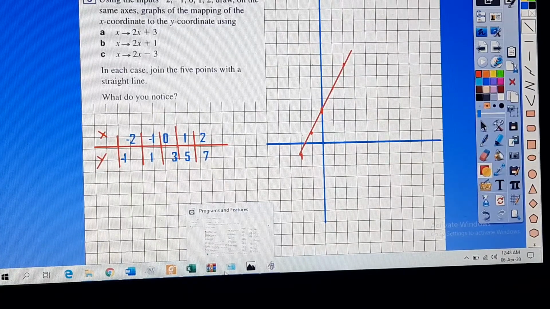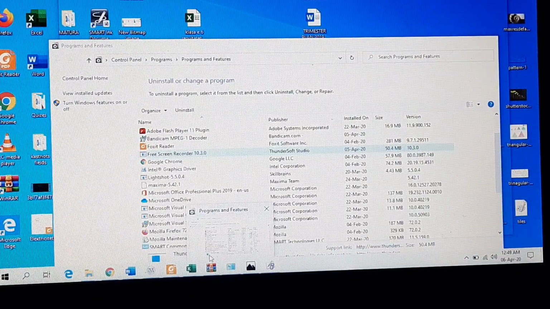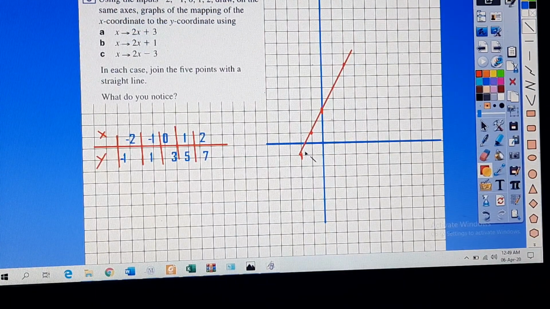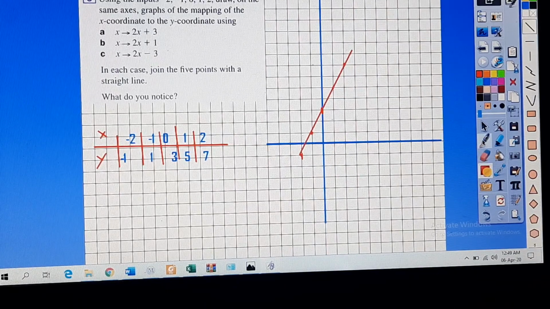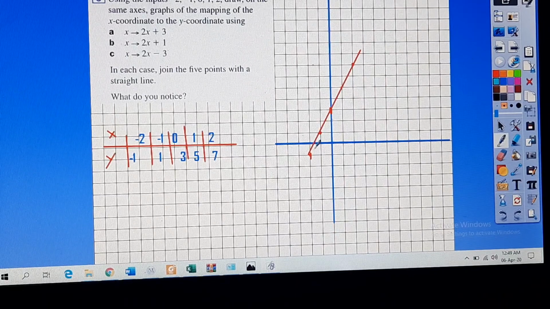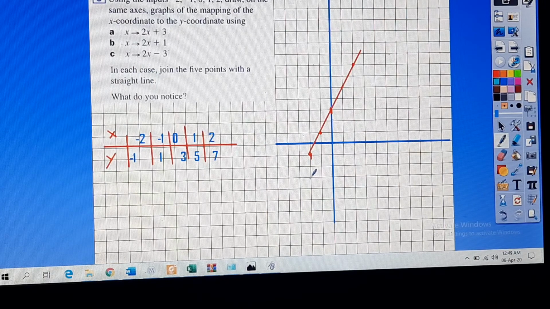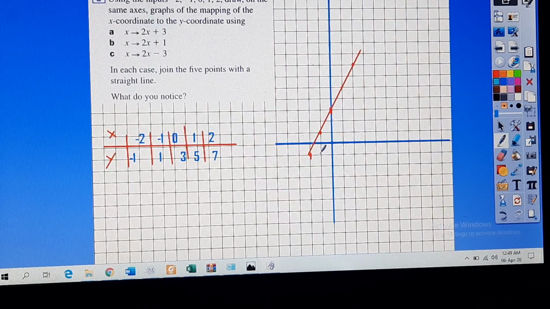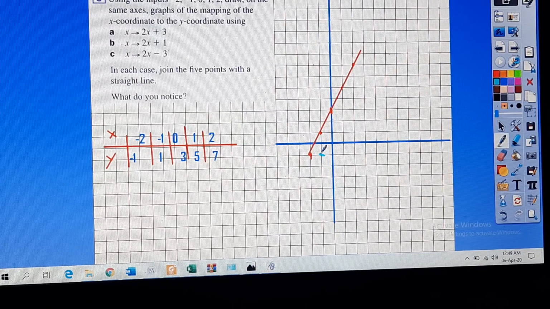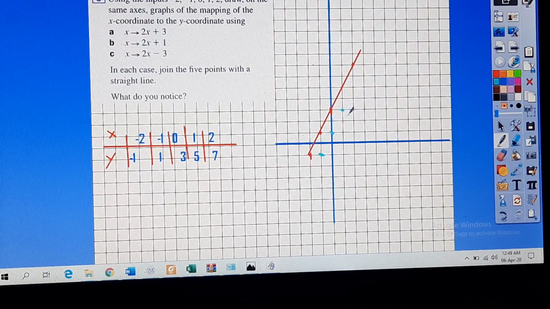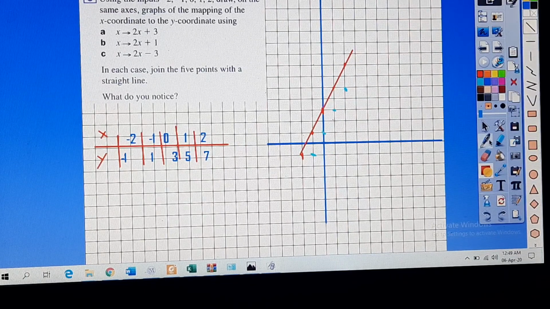The second one, 2x plus 1. If x is minus 2, minus 4 plus 1 will be minus 3. Okay, minus 2, minus 3. Let's take another color. Minus 2, minus 3 will be the point here. If x is minus 1, minus 2 plus 1 will be minus 1, so we'll have this point. If x is 0, we'll have 0, 1. If x is 1, we'll have 1, 3. If x is 2, 2 times 2, 4 plus 1, 5, so we'll have 2, 5. If we draw the line, it will be this line.